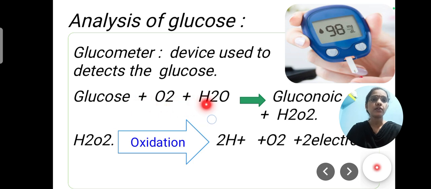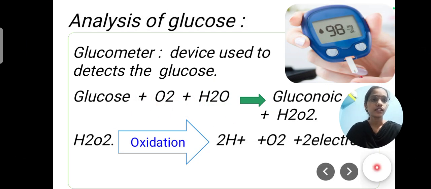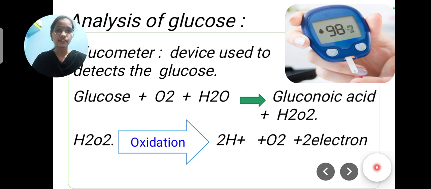Glucose plus O2 plus H2O gives gluconic acid plus H2O2. Here H2O2 means hydrogen peroxide. Again, this hydrogen peroxide undergoes oxidation to give 2H+ plus O2 plus 2 electrons.